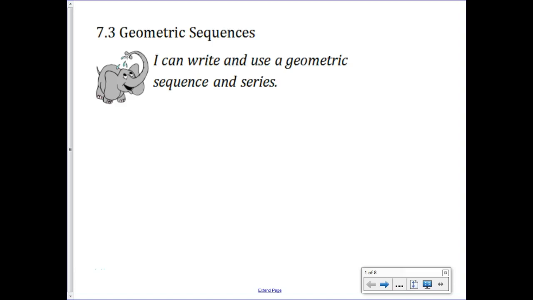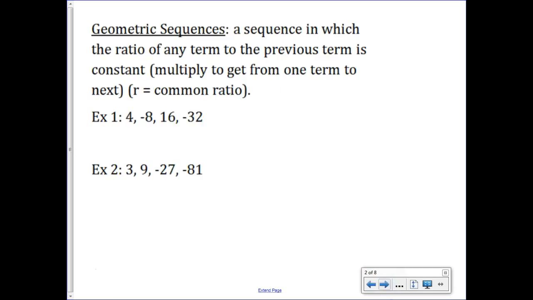Hey guys, today we're looking at geometric sequences and series. Whereas with arithmetic sequences and series we were adding the same thing every time, geometric sequences are sequences in which the ratio of any term to the previous term is constant. So we're multiplying the same thing every time. And in this case, we use the letter r for our common ratio.